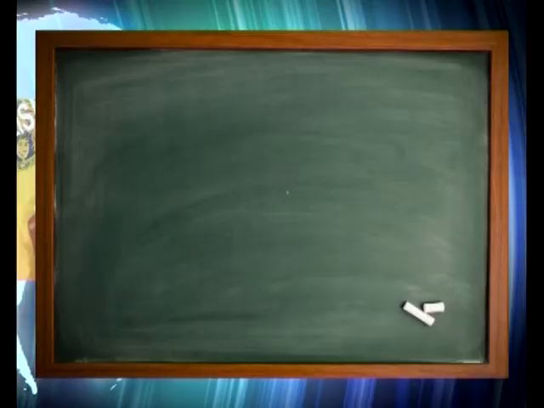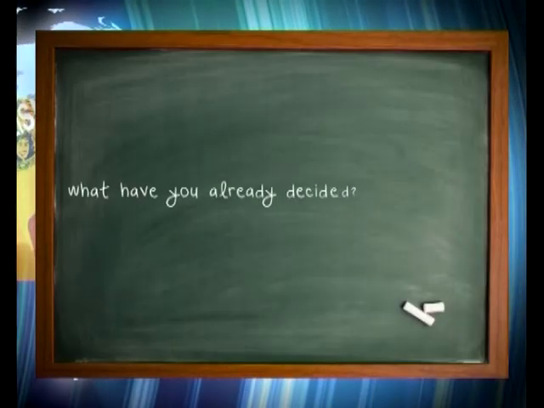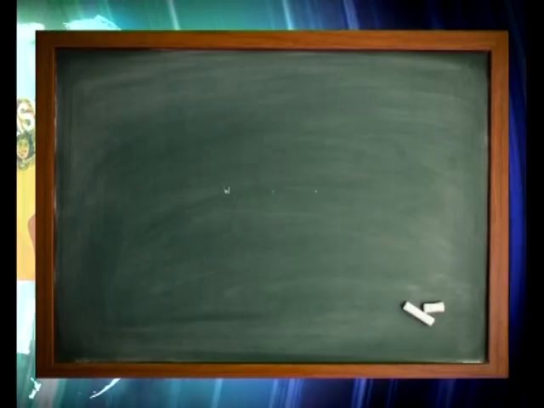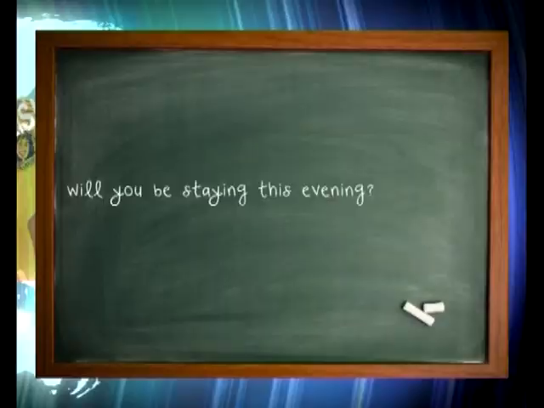This tense can be used to make polite inquiries about people's plans. By using this tense to ask, what have you already decided? The speaker shows that he does not want to influence the listener's intentions. It's very important. Compare, will you be staying this evening? It's very polite inquiry. And the second is, are you going to stay this evening? It is not very polite comparing with the first one.